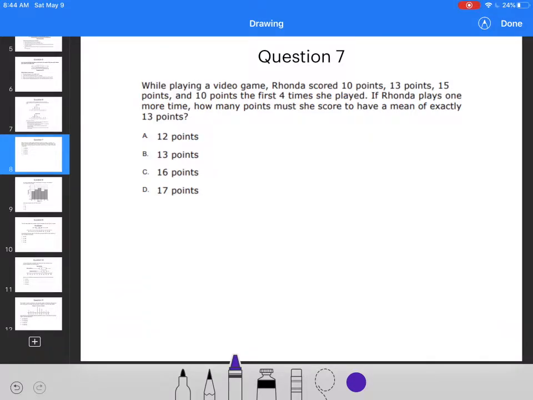While playing a video game, Rhonda scored 10 points, 13 points, 15 points, and 10 points in the first games she played. If Rhonda plays exactly one more time, how many points must she score to have a mean of exactly 13 points? Well, that's playing 5 games, and she wants 13 points in each game. So that's going to be 65.